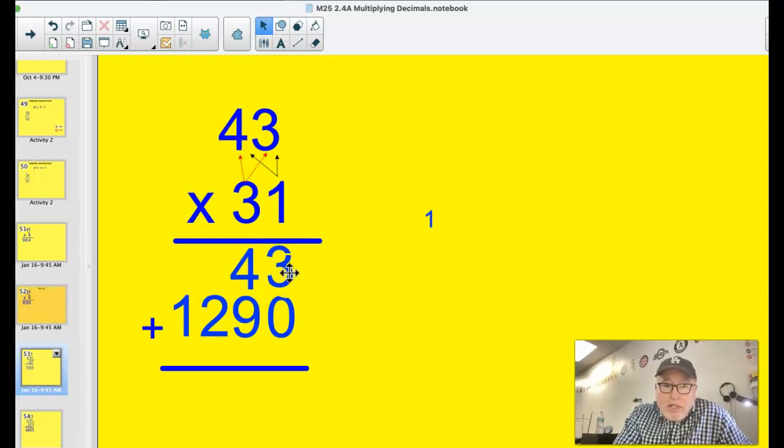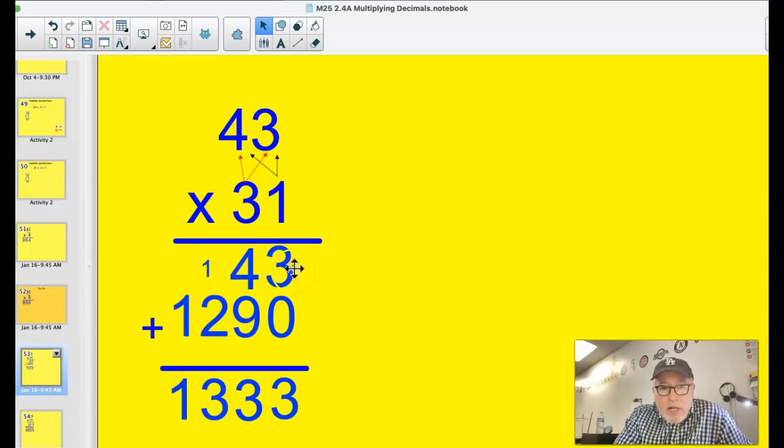So let's go ahead and add these up. 3 plus 0 is 3. 4 plus 9 is 13. Here's the 3, and then I'm going to bring this little guy over here to help me remember that I'm carrying 1 or I'm trading 1. So 1 plus 2 is 3 as well. And then we have 1 plus 0 is 1.